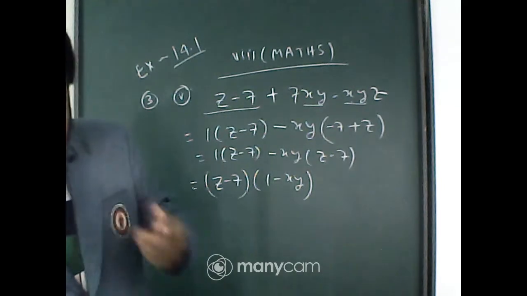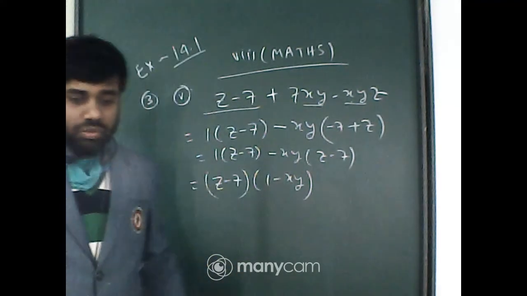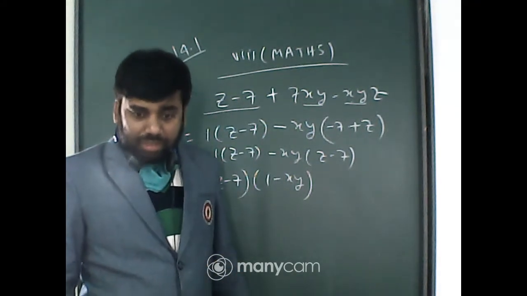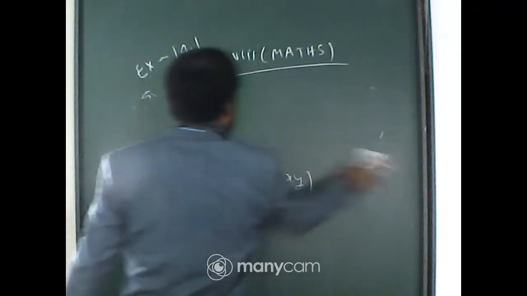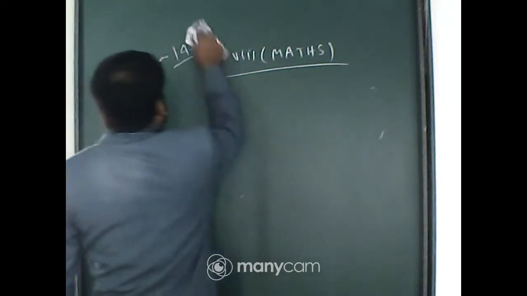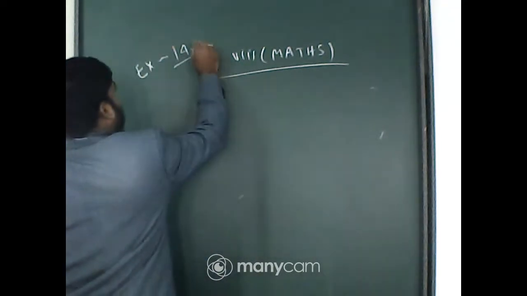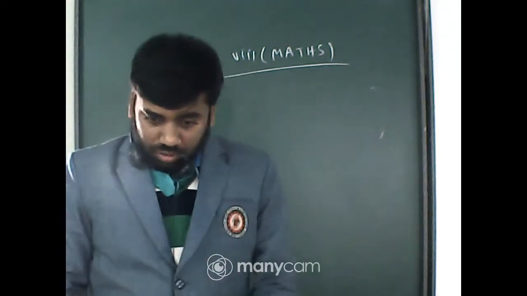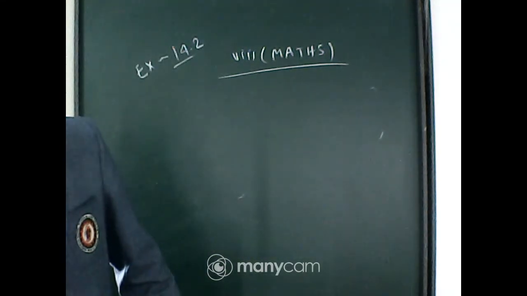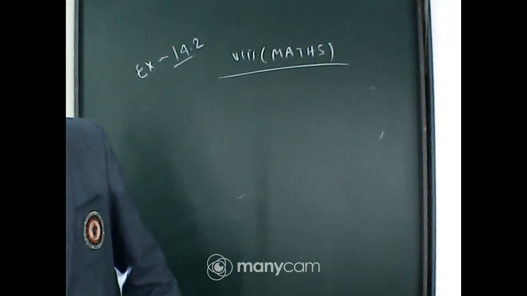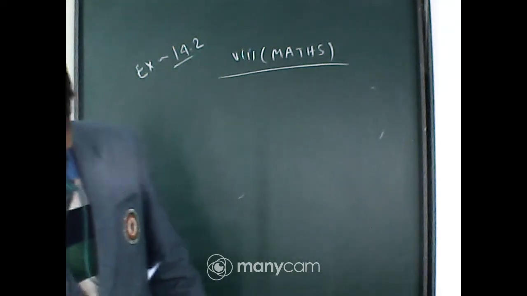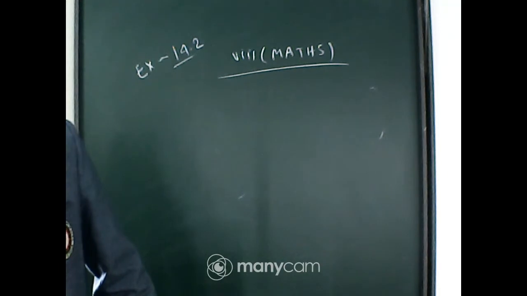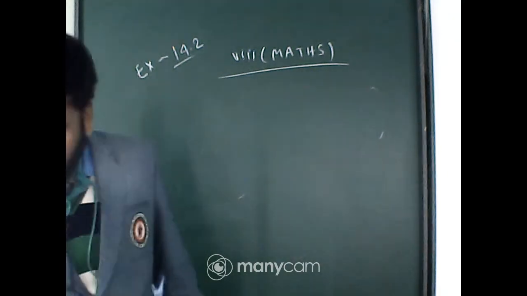A little bit easy. Okay, actually it is the problem. I think it is the problem. Okay, I am trying to clear it. Okay, so next, exercise 14.2. How many exercises are there in this chapter? 4. Okay, now moving on, exercise number 2, that is factorization using identities.